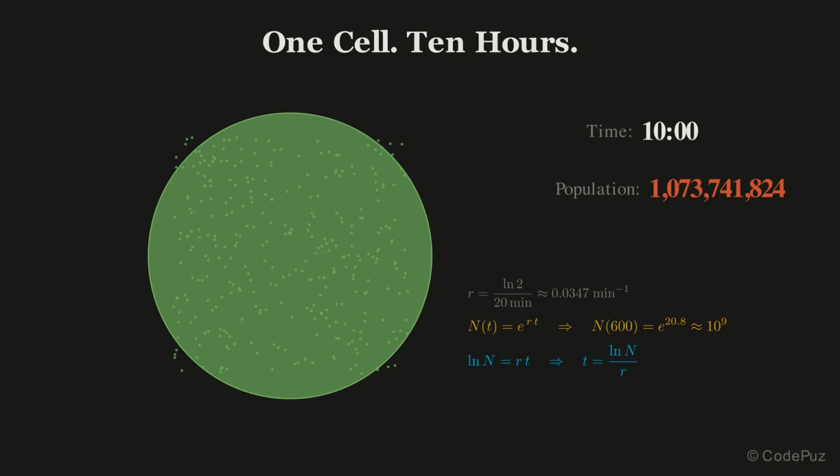Now invert it. If n equals e to the rt, then ln of n equals r times t, and t equals ln of n divided by r. That formula, t equals ln n over r, is the natural logarithm doing its fundamental job. Given a population produced by continuous proportional growth, it tells us how much time has passed. The bacteria did not choose e. The mathematics of proportional growth had no other option.